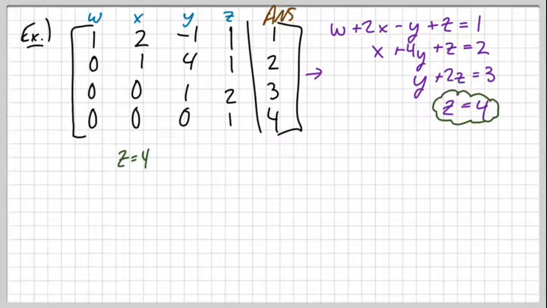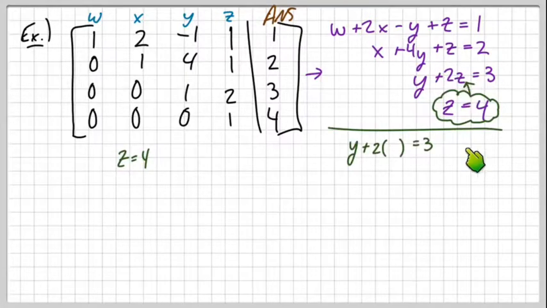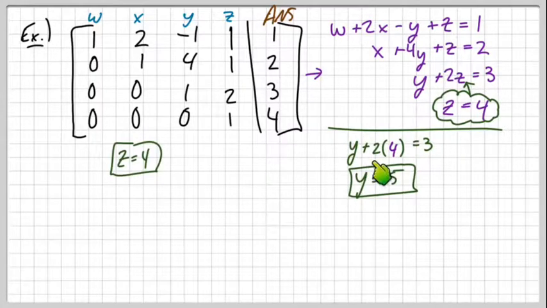We could actually solve for y now since we know what z is. So I'm going to go ahead and plug in 4 for z in this equation. So it's y plus 2z equals 3. Let's go ahead and plug 4 in there for z. Simplify, and we get y equals negative 5 when we subtract the 8 from both sides.